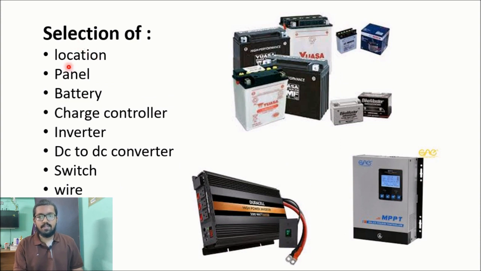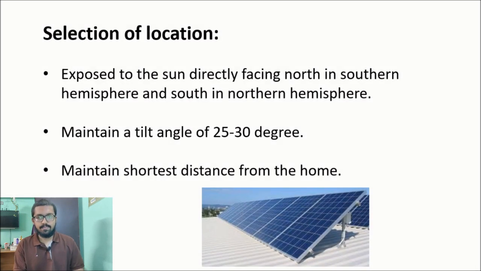Selection of location will be a very important part. First of all, your solar panel should be exposed to the sun, directly facing north in the southern hemisphere and south in the northern hemisphere. It will maintain an optimum tilt angle of 25 to 30 degrees. What is a tilt angle? A tilt angle is this angle. This angle is called a tilt angle and it will be 25 to 30 degrees.